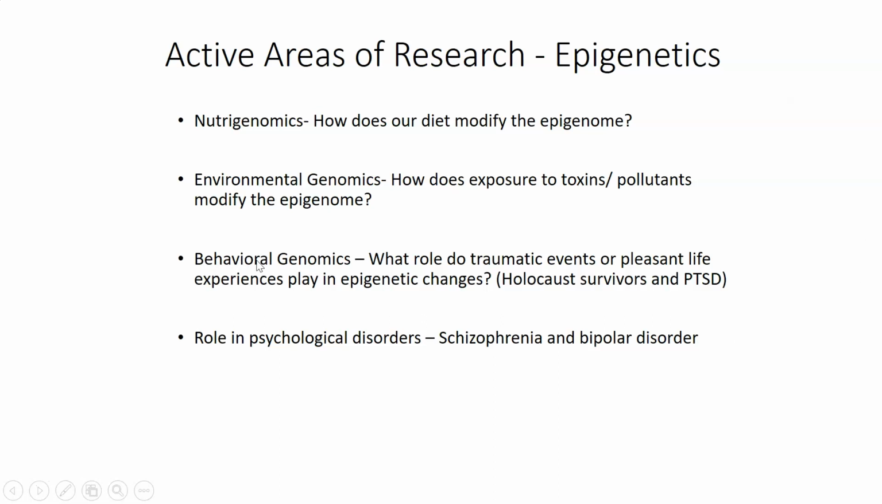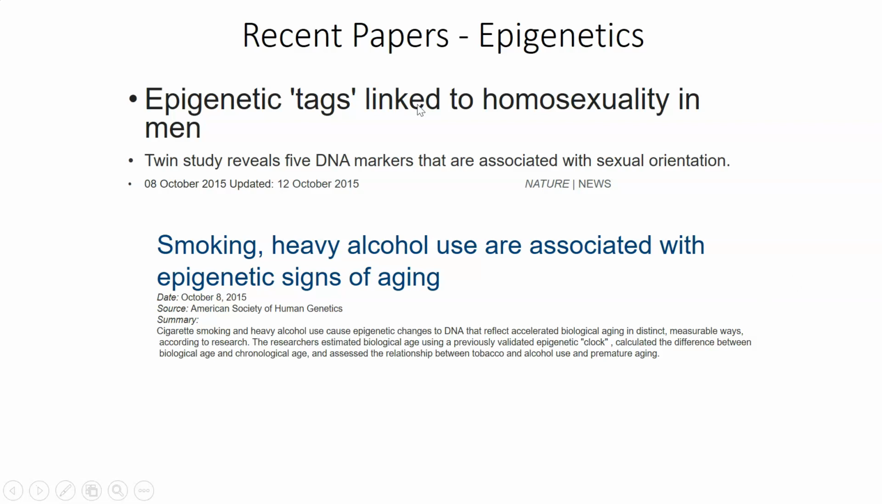Also, behavioral genetics and exposure to trauma. How does that affect epigenetic modification? And even in certain psychological disorders, there have been ties to epigenetics. And here are some recent papers investigating epigenetics. Other epigenetic tags related to sexual preferences, homosexuality versus heterosexuality. That's an area of active research.